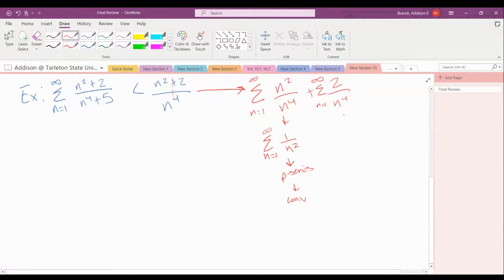If we look at our second piece, we get 2 over n to the 4th. Once again, we can use another p-series and know that that one is convergent as well. So we know that this whole thing is convergent and it's bigger, so therefore we know that our initial series has to converge as well.